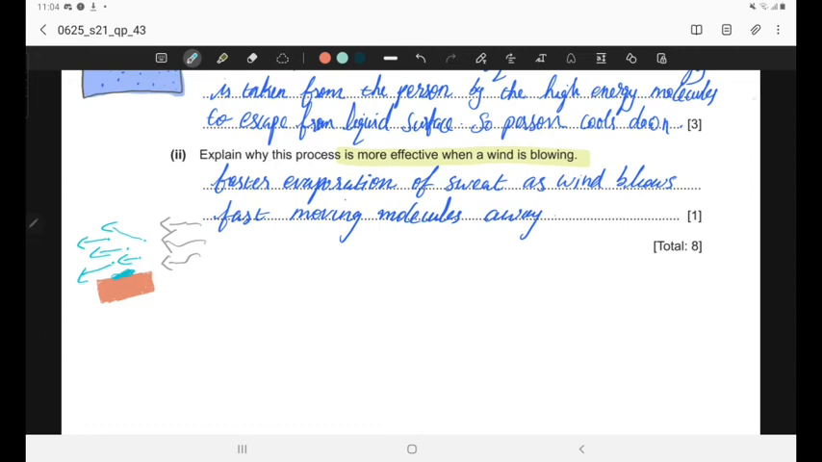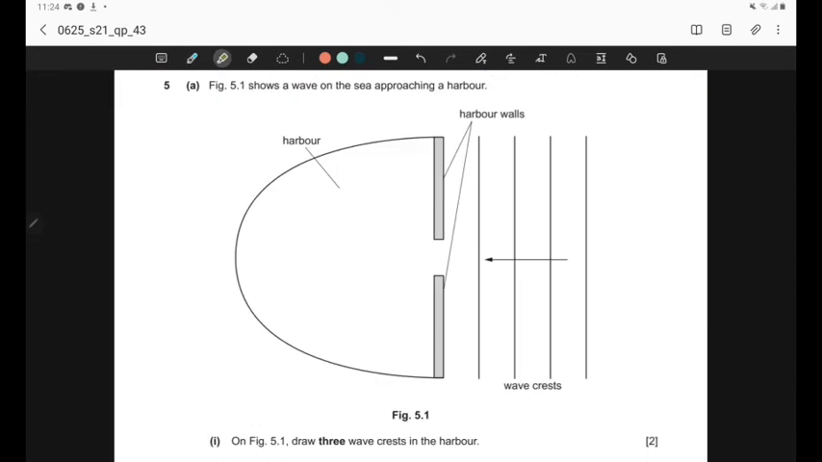This is the reason. Question 5, part A. Figure 5.1 shows a wave on the sea approaching a harbor. Part 1. On figure 5.1, draw 3 wave crests in the harbor. So here we can see when the water waves pass through a small gap, diffraction will happen. Diffraction is nothing but the bending of waves when they pass through gaps.